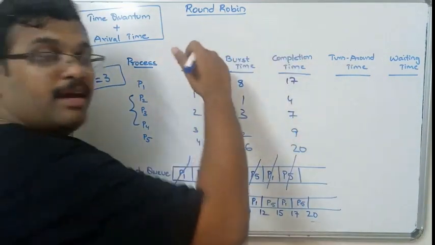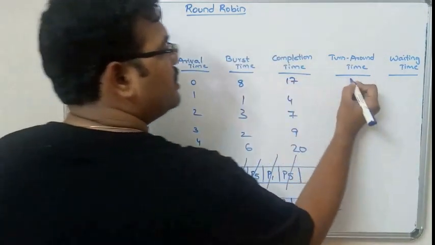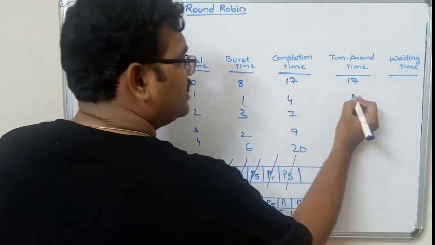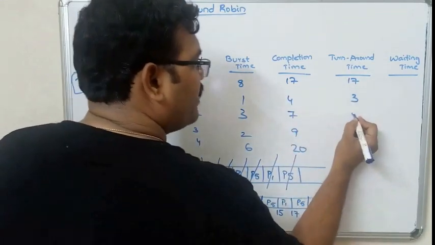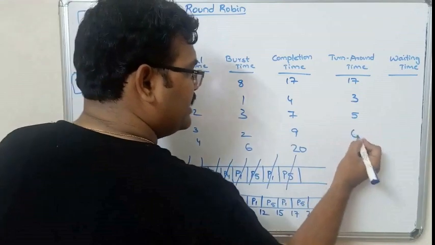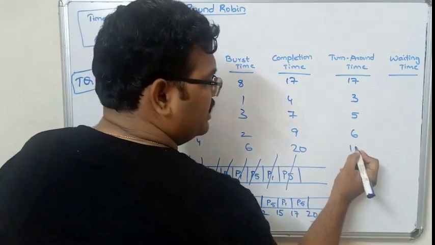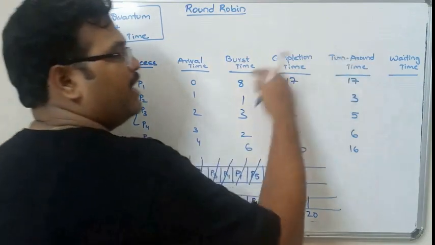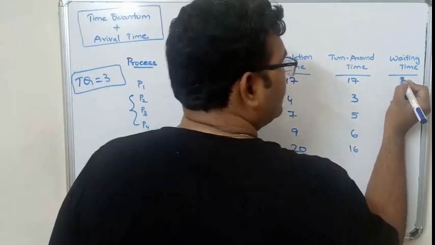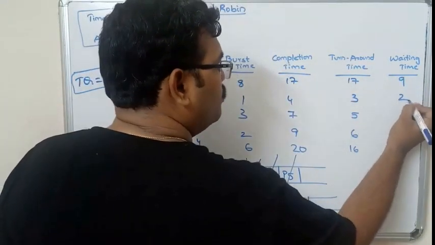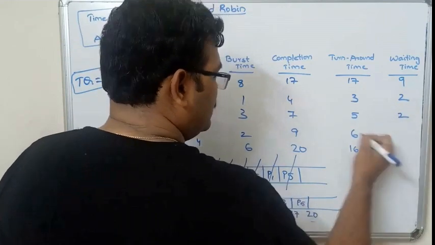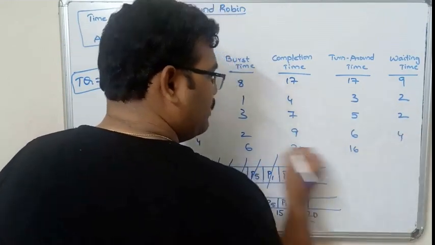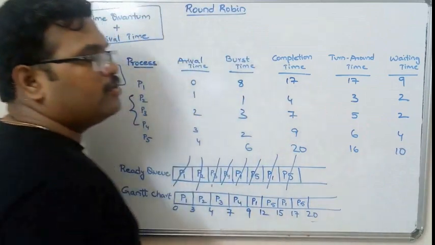Next, turnaround time. It's completion time minus arrival time. 17 minus 0 it's 17, 4 minus 1 it's 3, 7 minus 2 it's 5, 9 minus 3 it's 6, 20 minus 4 it's 16. Now waiting time. Turnaround time minus burst time. 17 minus 8 it's 9, 3 minus 1 it's 2, 5 minus 3 it's 2, 6 minus 2 it's 4, 16 minus 6 it's 10.